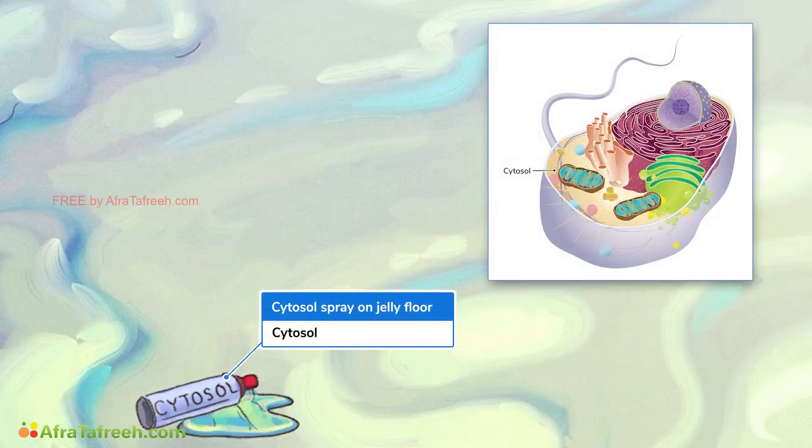You may also hear the term cytoplasm in reference to the fluid in a cell. Cytoplasm is used to describe the cytosol with all the other structures and organelles in it. Both terms characterize the fluid goo inside the cell, symbolized here with the cytosol spray leaking onto the jelly floor.